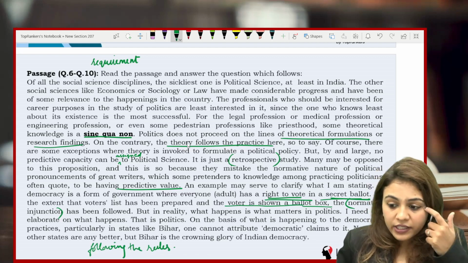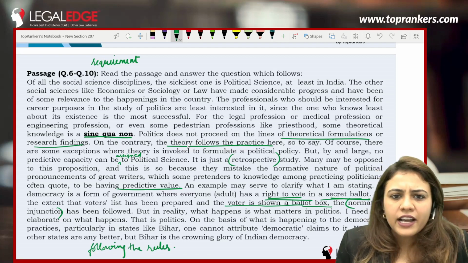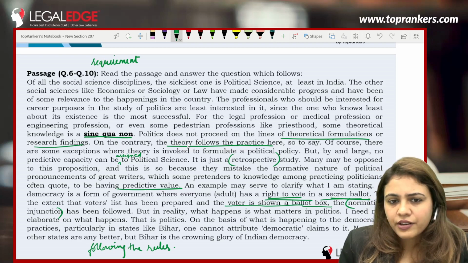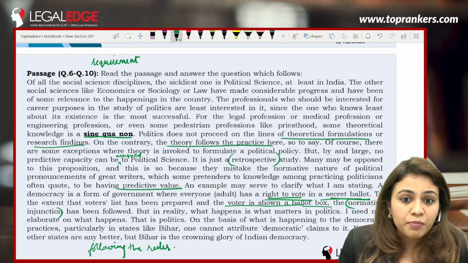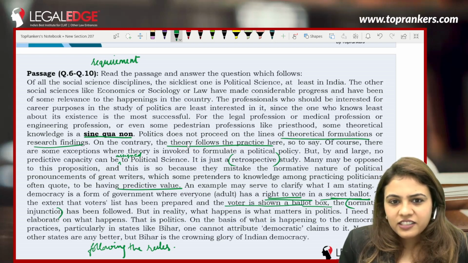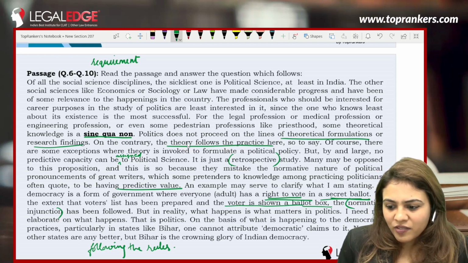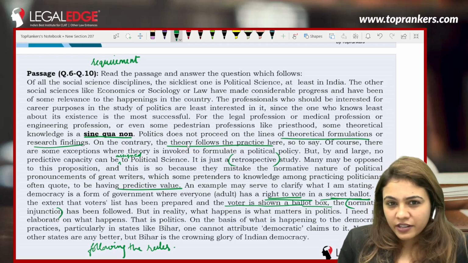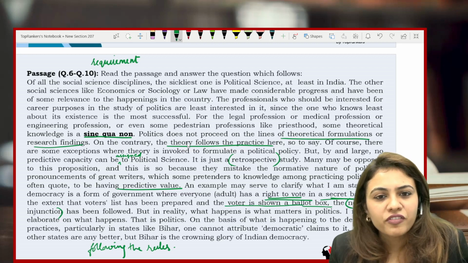ऐसे ही वोट दिया जाता है in general. But in reality क्या ऐसे ही होता है? What happens actually in reality is what is something that matters in politics. And the writer doesn't want to elaborate on this very fact. He says that is politics. And then he gives us an example of Bihar.